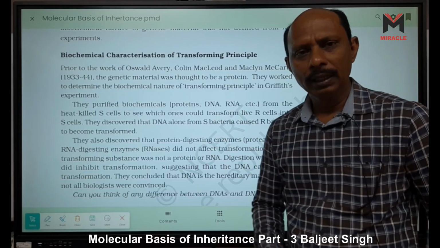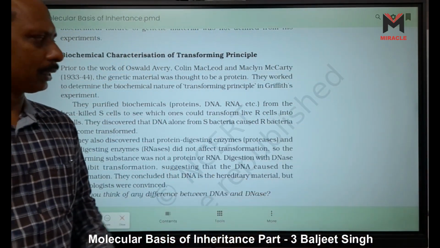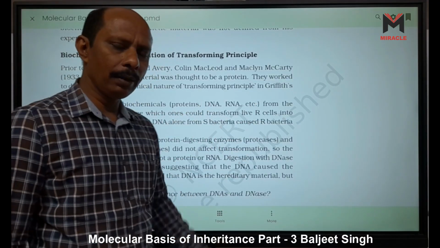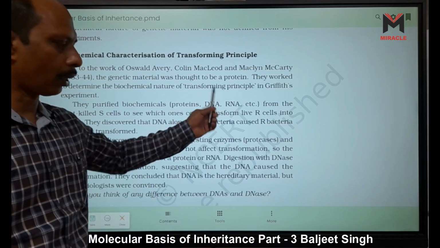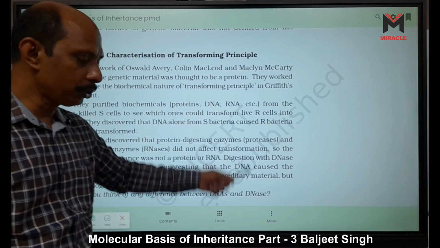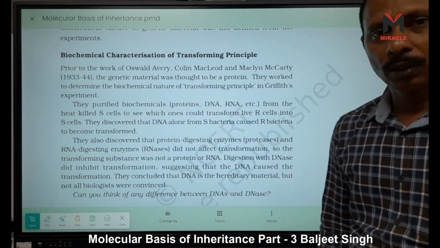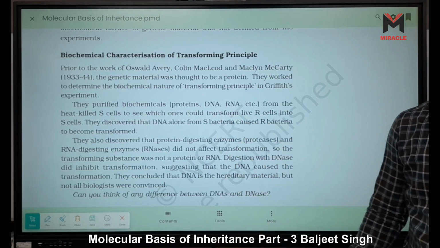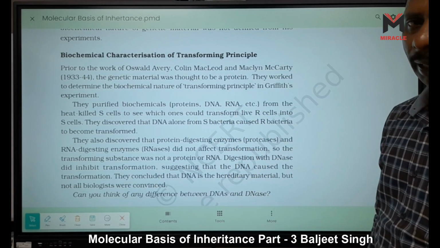This RNA is dissolved, but transformation still occurs. That means RNA is also not responsible. They use protein and RNA both at the same time, and transformation occurs. That means these two are not responsible. But when they use DNase, no transformation is there. Then they understand only DNA is responsible for transformation. That means DNA is the genetic material.